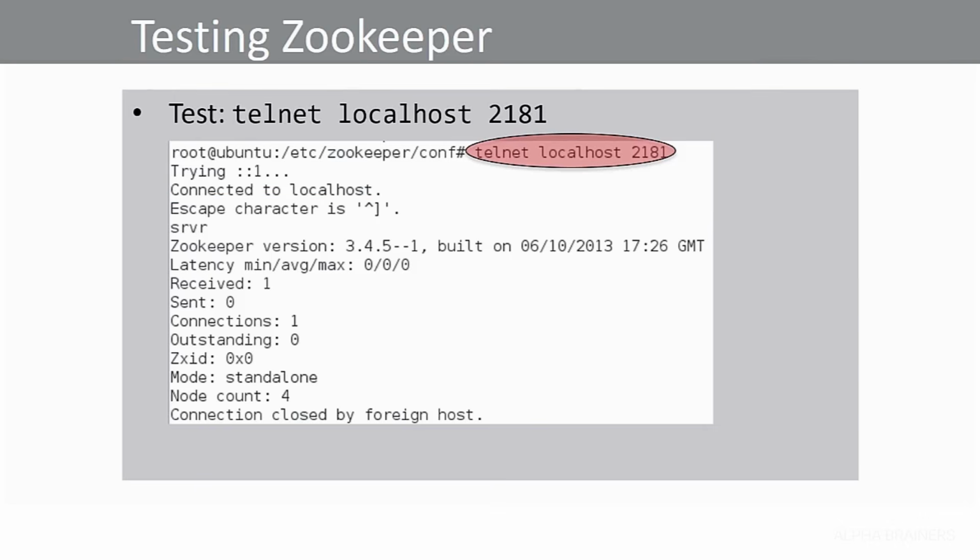There's a bunch of different commands you could do to interact with Zookeeper. The srvr command gives some basic information about the server. So you can see that the srvr command was run here, and you can see information that came back as a result. Again, it's just testing to make sure that Zookeeper is up and running and working properly.